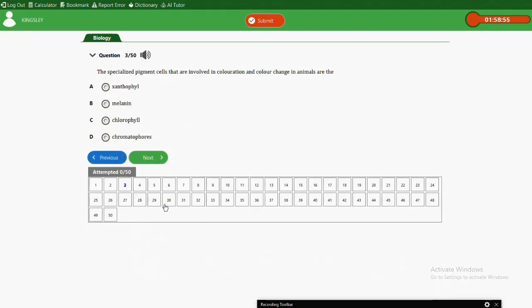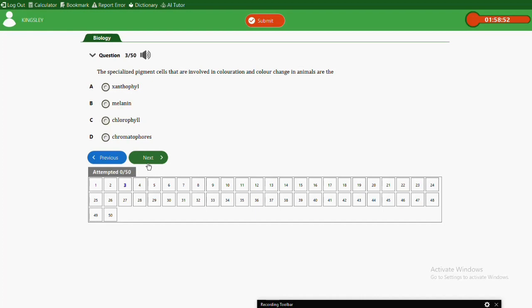All right, the next question says, the specialized pigment cells that are involved in coloration and color change in animals are the dash. A is xanthophyll, B is melanin, C is chlorophyll, and D is chromatophores. So the correct answer to this question is melanin. Melanin is the specialized pigment that is involved in coloration in animals. So chlorophyll is for plants, so you can take note of that. The coloration in plants is from chlorophyll, whereas in animals it is melanin, which is found in the melanocytes.